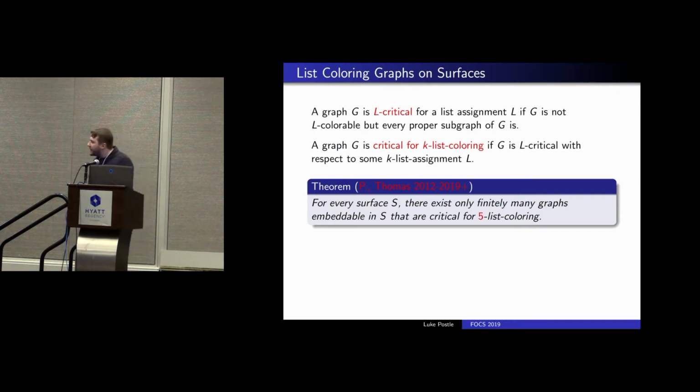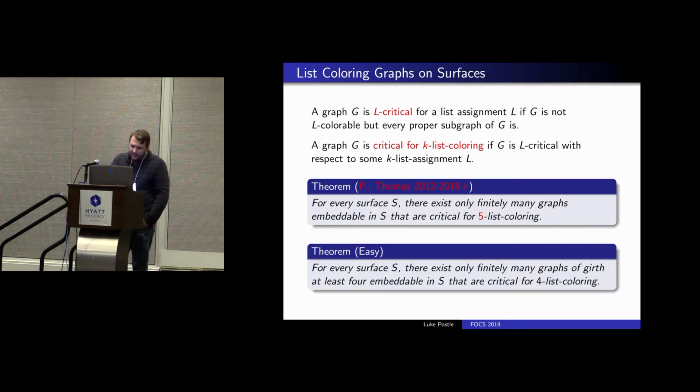With Robin Thomas, we showed that you can actually do this for 5-list coloring. And you might notice the crazy dates there. It takes about 8 papers to do this, about 200 pages to show this. So it's a very extensive work, still getting published.